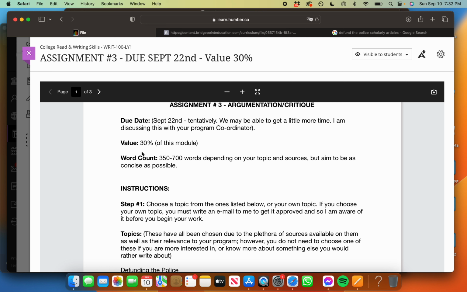Okay. So the value of this module is 30%. Because it's short, so of this particular module. So of this course, it's 30% of your RIT 100 portion.